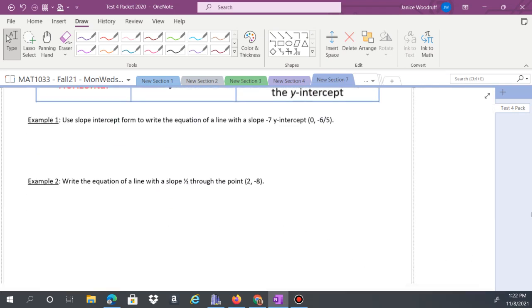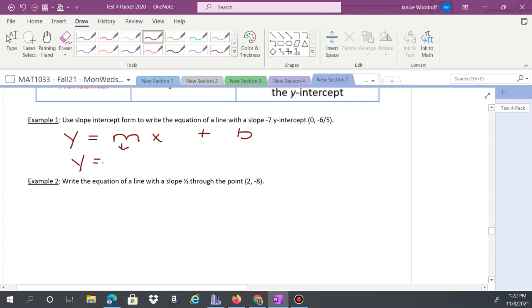The first example: use slope-intercept form to write the equation of a line with a slope of negative 7 and a y-intercept of 0, negative 6 over 5. So slope-intercept form is y equals mx plus b. You're just inputting your slope for the m, so y equals negative 7 x comes down. And then your b is negative 6 over 5, so we can just change this to a minus 6/5. And it's in slope-intercept form. That's all we have to do there.